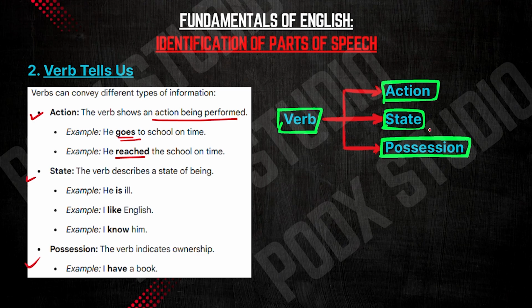Let's move further and talk about the state. The verb describes a state of being. It means it will not tell you about actions. Example number 1, he is ill. Here, he is not doing any action. It is just telling you about the state of him. So that's why is here is a verb.